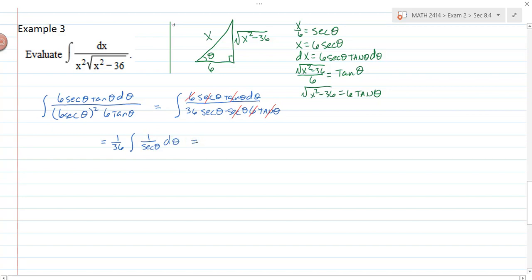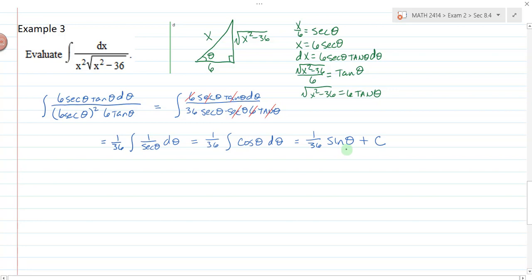Using your trig identities or your trig rules, what is 1 over secant theta equal to? Remember your reciprocal identities? It's cosine. So this is just 1/36 the integral of cosine theta d theta. Do you know how to integrate cosine? This is going to be sine theta plus c. 1 over 36 sine theta plus c. Do you want to leave this as your final answer? If you do, you'll get it wrong.